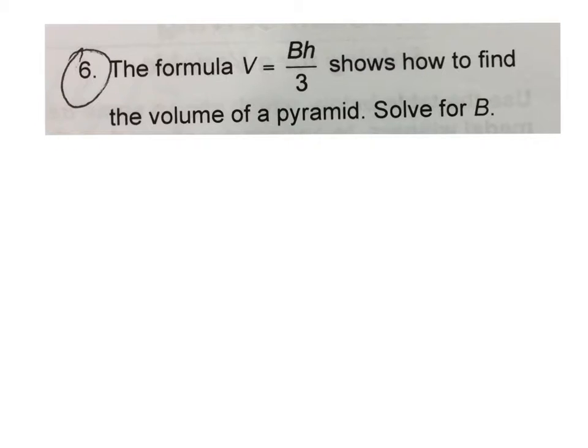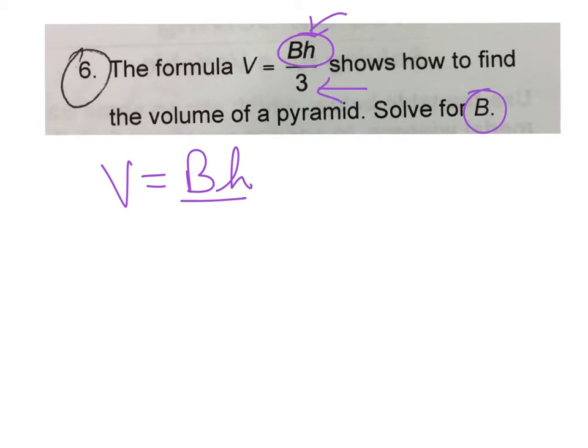Okay, on this particular problem, what we want to do is we want to solve for B. B's in the numerator. So that means we got to get this by itself and get rid of the 3. And in doing so, since 3 is being divided, we're going to multiply. So V is equal to B times H divided by 3. Again, the inverse is multiplication. So times 3. The 3's cancel out. You get 3 times V is equal to B times H.